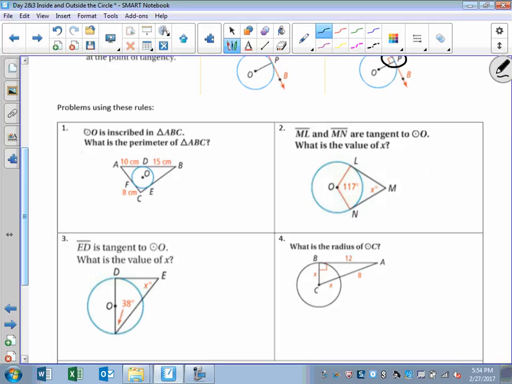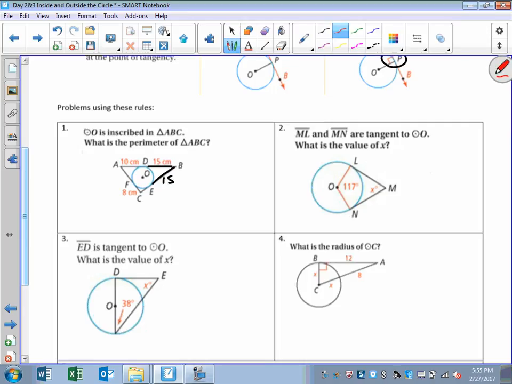circle O is inscribed in triangle ABC. What is the perimeter of triangle ABC? For this one, we're going to be using the first special rule of tangent lines. So if this is 15, BE must be equal to it, so we know that that's going to be 15.